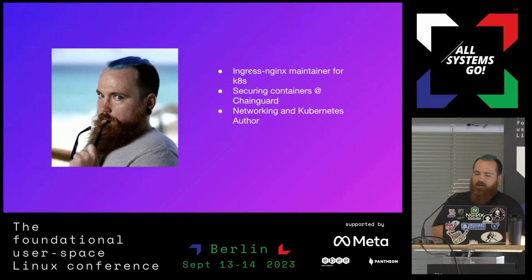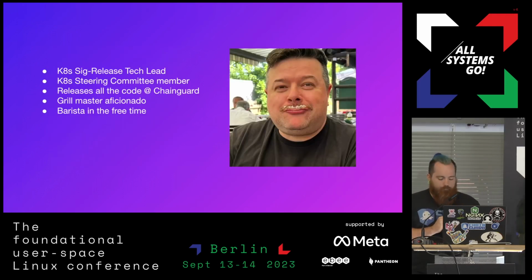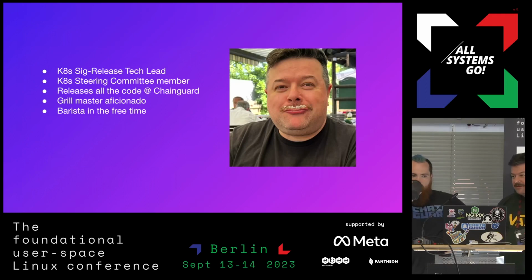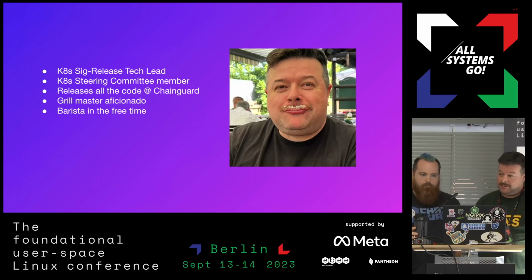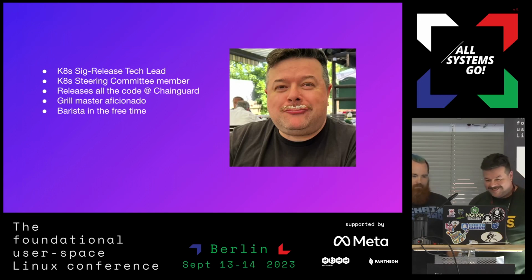Kidding. As I was saying, I help secure containers at ChainGuard. I'm also the Ingress nginx maintainer, and yes, I know there are CVEs in that container image, and we are working very hard to fix those. I'm also the author of Networking in Kubernetes, part of SIG Release on Kubernetes as a tech lead, and a member of the steering committee. At ChainGuard, they take care of the releasing stuff, whatever we release. And in my free time, I do barbecue and latte art.